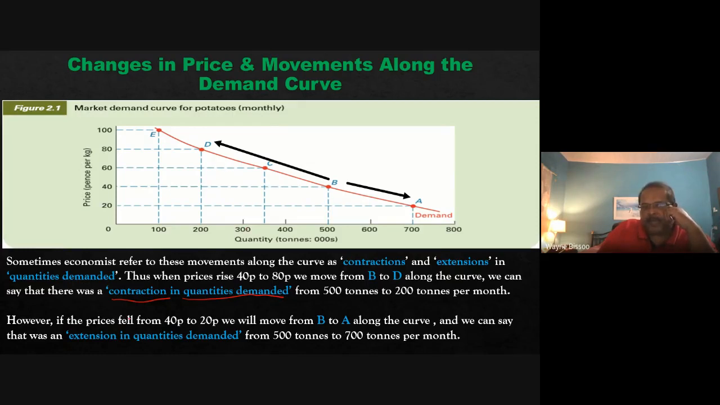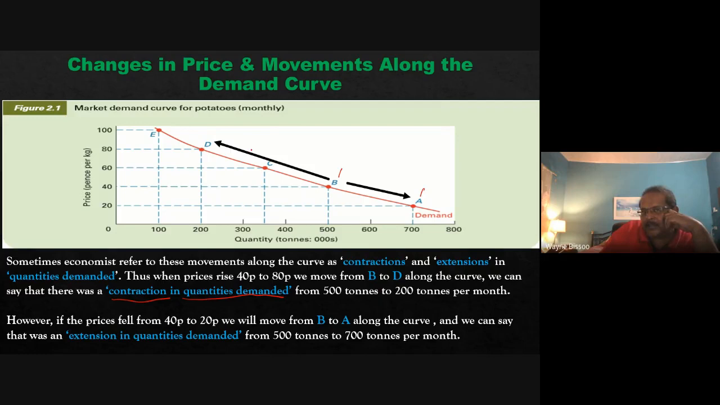If, however, prices fell from 40 to 20, and we move from B to A, we can say that there was an extension in quantities demanded from 500 to 700. So we're seeing that there. At B, we had 500, that's 40 pence. And at A, we are at 20 pence, and there was an extension in quantities demanded from 500 to 700. So we understand that distinction.